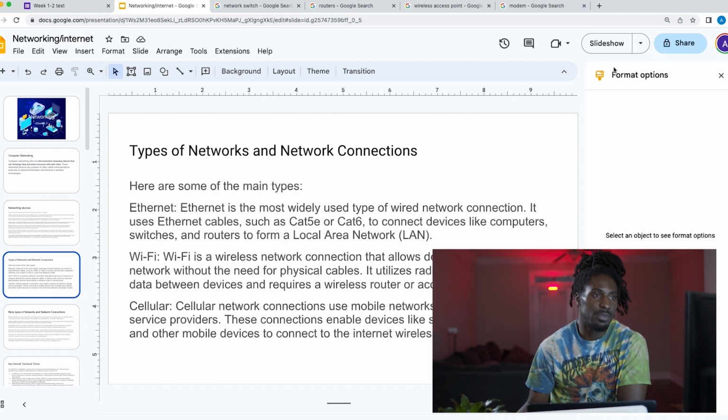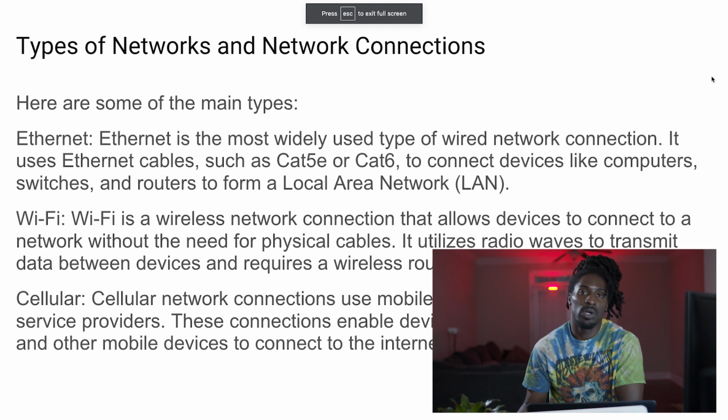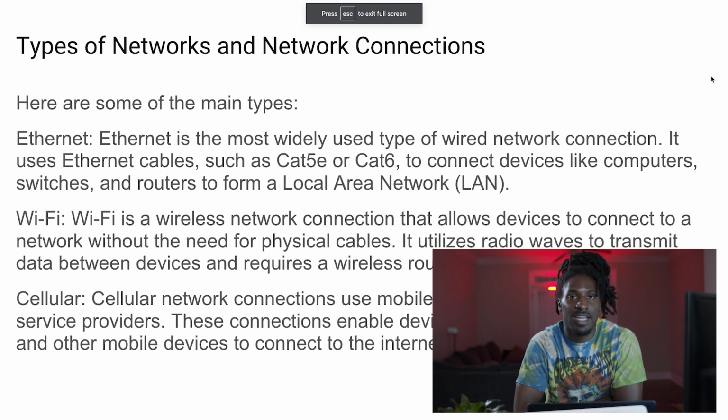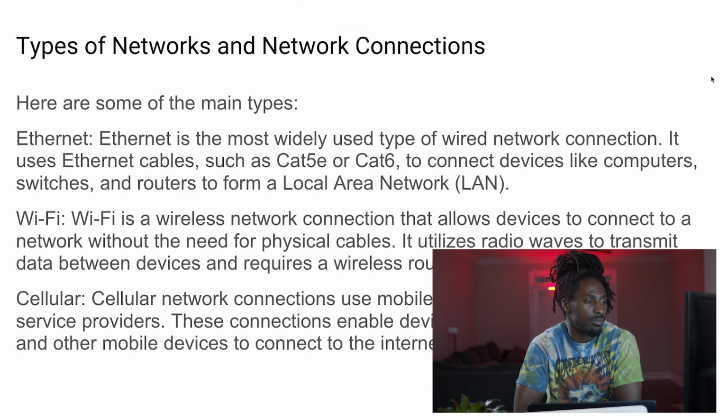So you got your different types of network connections. We've already covered Ethernet. You know what an Ethernet cord is, the Cat5, Cat6 cables. Ethernet is the most widely used type of wired network connection. It uses Ethernet cables such as Cat5e or Cat6 to connect devices like computers, switches, and routers to form a local area network.